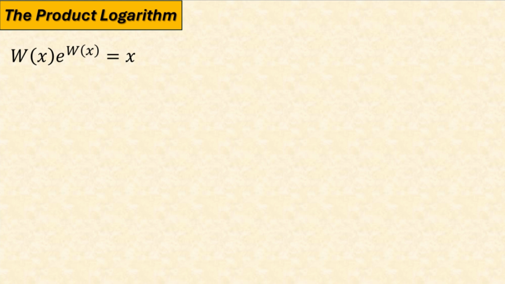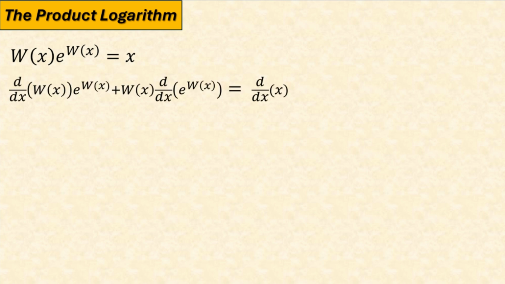Now that I've gone over particular values of the product logarithm function, I will now go into the calculus properties behind it. Using the definition of the product logarithm function here, I will now proceed to find the derivative. What I'll do is I'll take the derivative of both sides of the equation. Using calculus to expand this, I get the derivative of the product logarithm multiplied by e to the product logarithm plus the product logarithm multiplied by the derivative of e to the product logarithm, which is equal to the derivative of x, which is quite the mouthful.